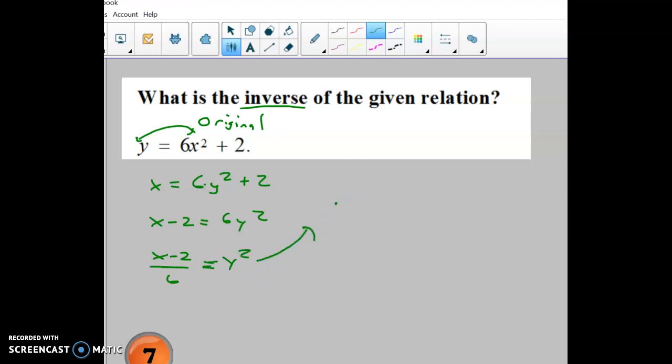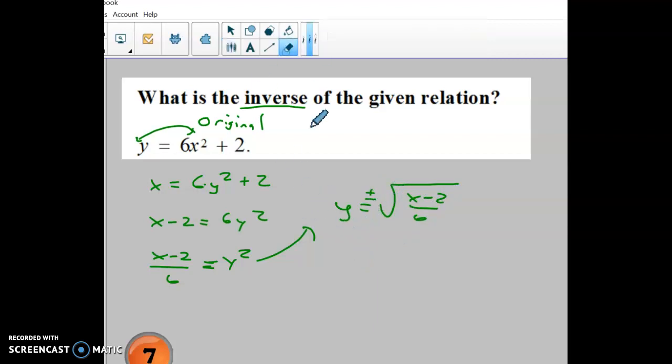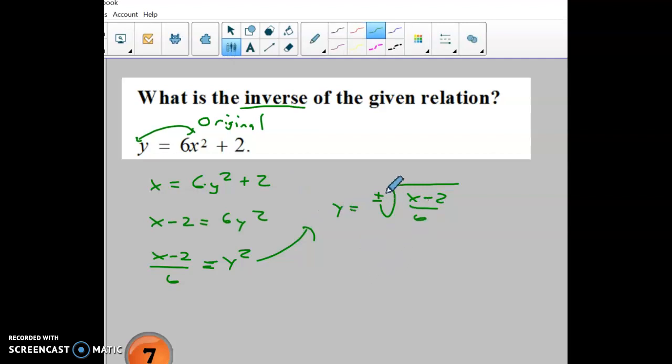So we take the square root of both sides, and we get y equals a big square root of x minus 2 over 6. And it might have a little bit of plus or minus in there. Maybe I should add that in. Anytime you take the square root of both sides, generally you're going to do a plus or minus. So on the test, if it's multiple choice, it might have a plus or minus there. And that's the inverse, or the opposite, of the original function.